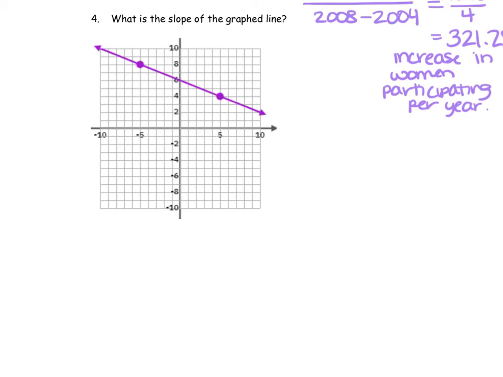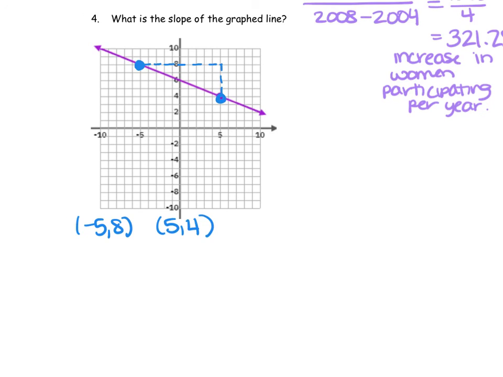And then finally, in this last example, what's the slope of the graphed line? So you can either figure out what the points are. So this point is negative 5, 8. And this point is 5, 4. And use the slope formula to find the slope between those 2 points. Or you can figure out what is the rise between these 2 points and what is the run.